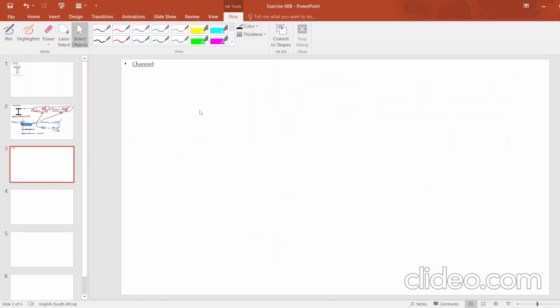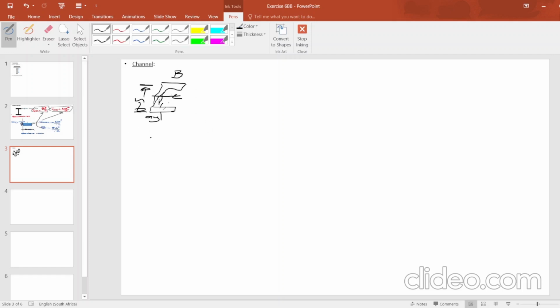Now let us look at the channel. Let's say you are given the channel. This is your channel. I'm having this as the base of the channel. This would be the height of the channel. Then I'm having the thickness of the channel. Then I'm having the AY of the channel, the centroid of the channel.